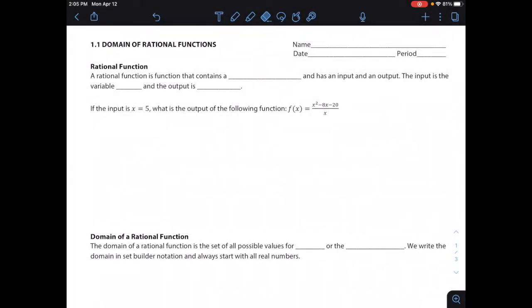It's fourth quarter, and that means some of you are distance learning and some of you are in person. The first thing that we're going to talk about in fourth quarter is something called the domain of rational functions. And in order to talk about the domain of a rational function, we need to know what a rational function is. And a rational function is simply a function that contains a fraction.